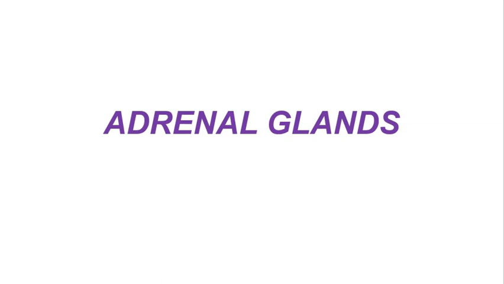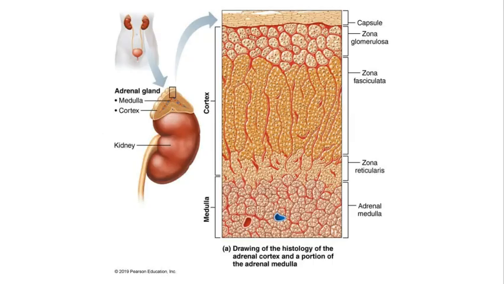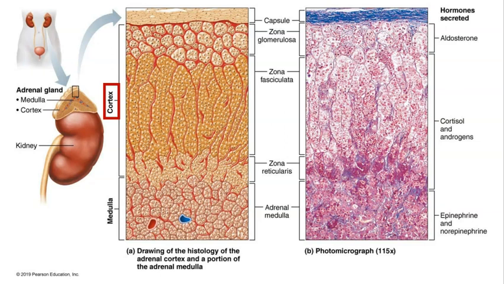Here we're going to examine the anatomy of the adrenal glands, as well as the hormones that they produce. The adrenal glands are pyramid-shaped glands that sit on the superior aspect of the kidney. They functionally consist of two regions, an adrenal cortex and an adrenal medulla. The adrenal cortex, which is boxed here in red, is the superficial part of the gland, while the adrenal medulla is located deep within the gland.